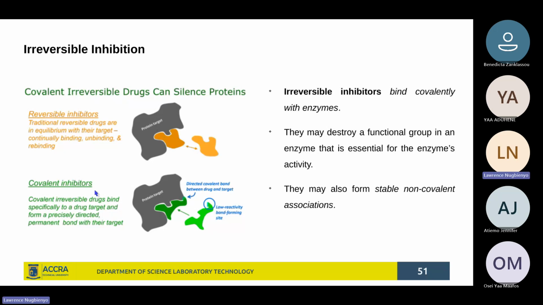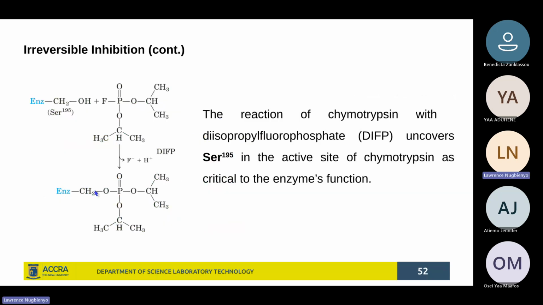Now, an example of that is what you refer to as DIFP, which is diisopropyl fluorophosphate, and that is an inhibitor. This is used in labs to study inhibition of enzymes. Here we are seeing that it is an inhibitor of chymotrypsin, which we saw just a few moments ago.